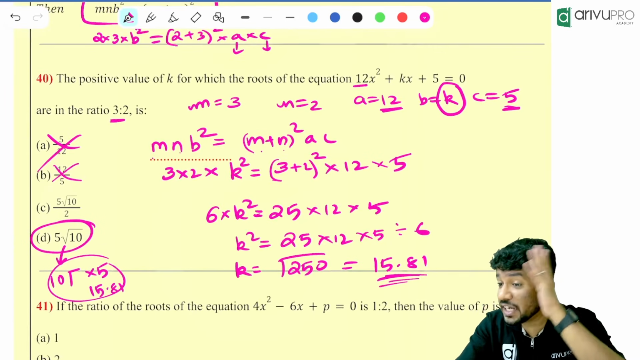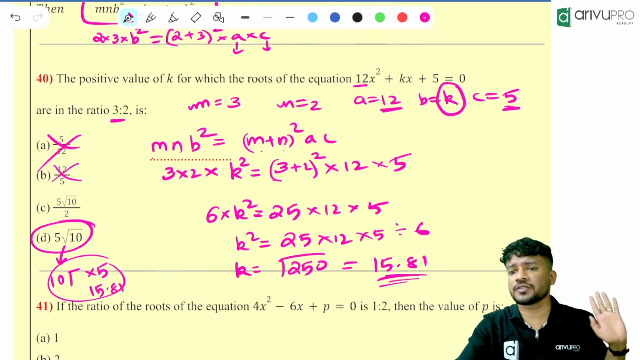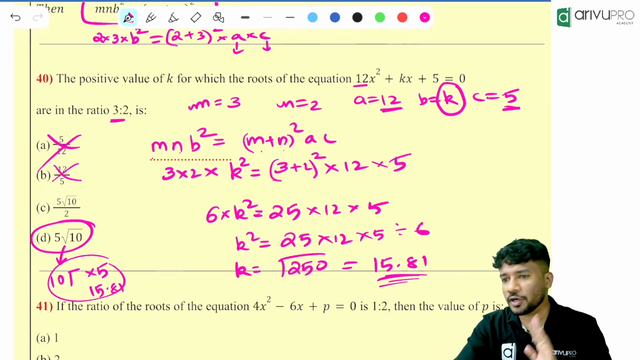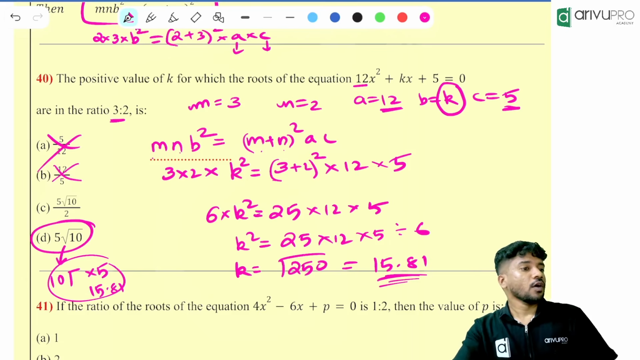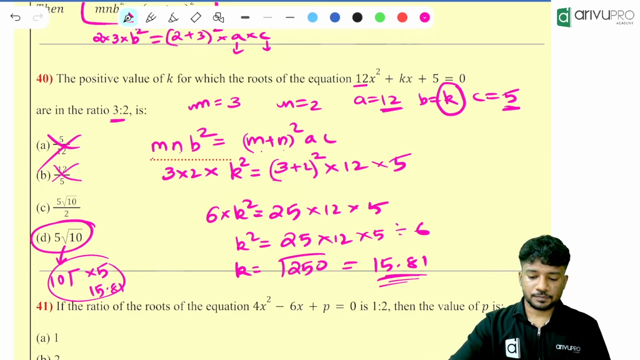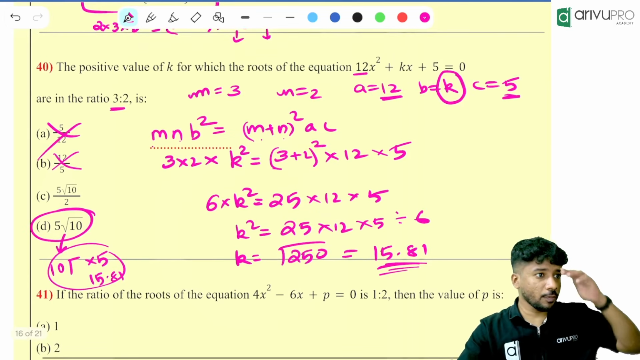This is very important. Recently, many questions were there based on this. I am not talking about MTP, I am talking about the actual exams. Now, another question. I hope everyone understood.